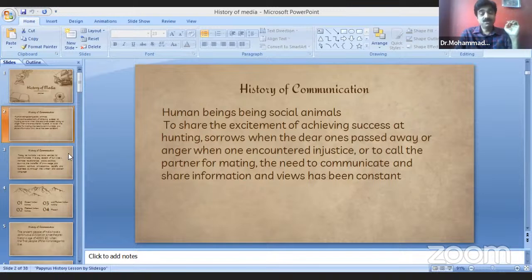So how did these social beings start communicating with other people, with other tribes, in ancient periods? How did communication start? How did people pass on their ideas, thoughts, or expressions? Earlier, there was no written communication, only verbal communication.